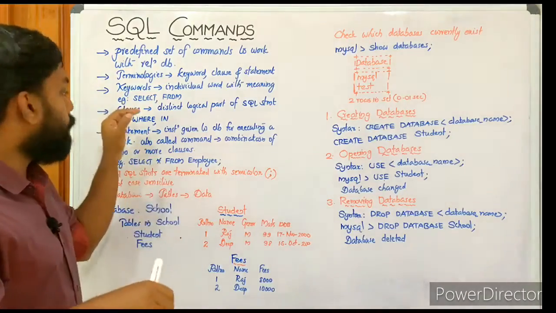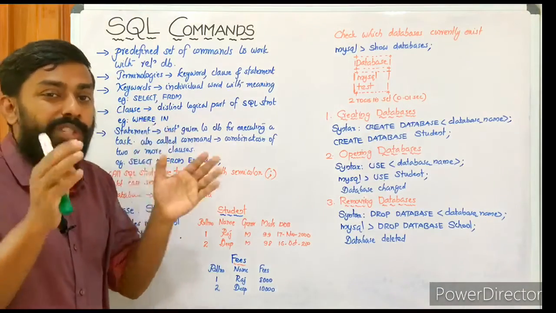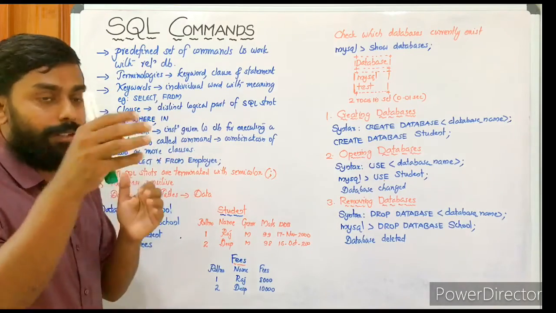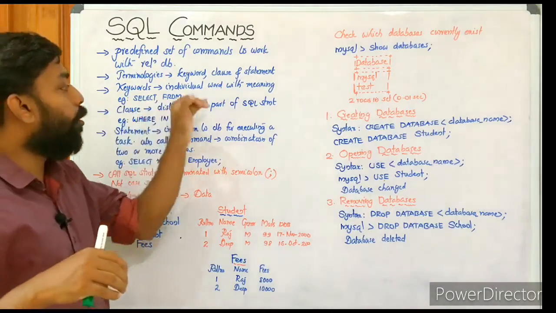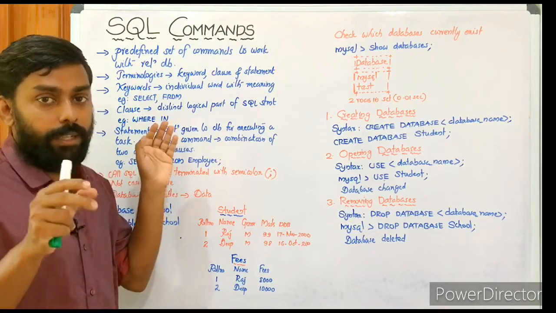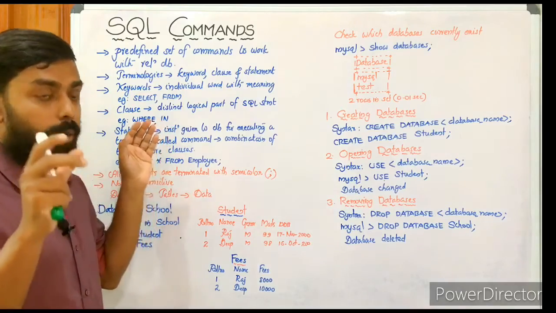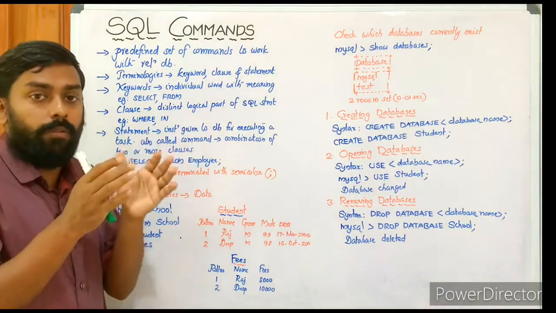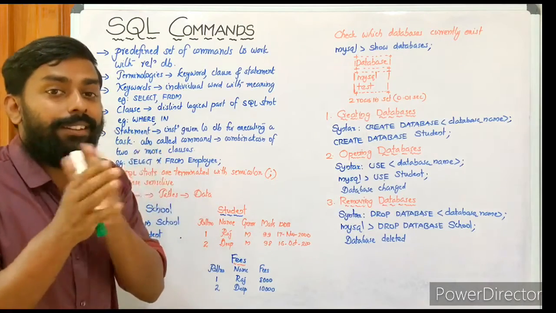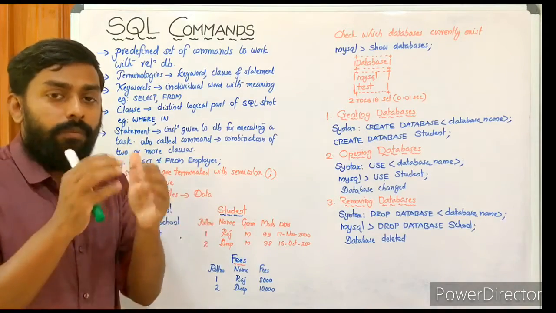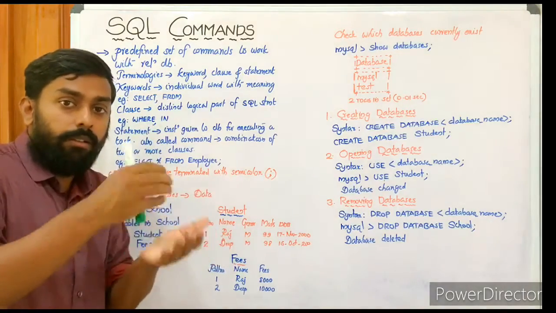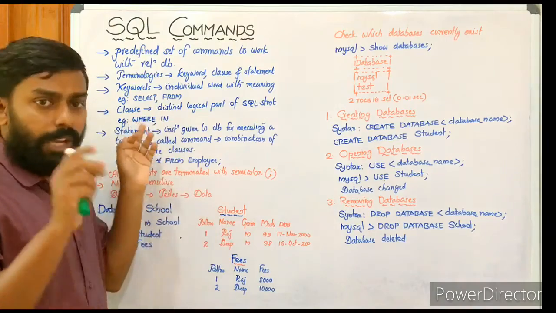Next one is clause. A clause is a kind of logical aspect used along with an SQL command. A distinct logical part of an SQL statement is called a clause. For example, we use the WHERE clause along with the SELECT statement, just for restricting the tuples to be selected. So we are applying a condition on the table. These are some of the clauses.